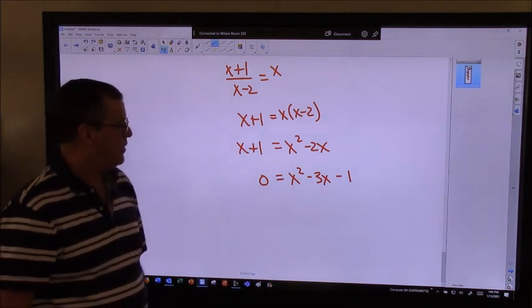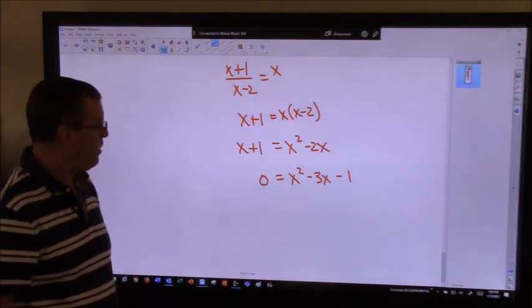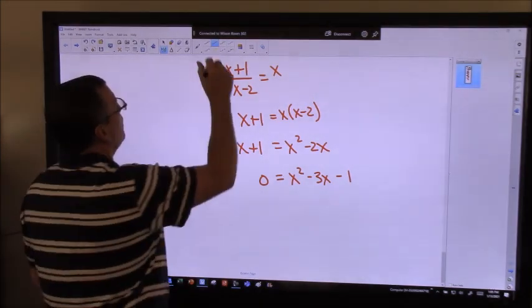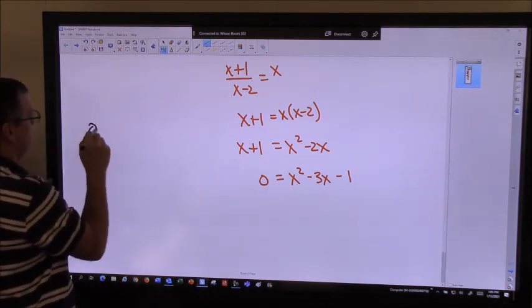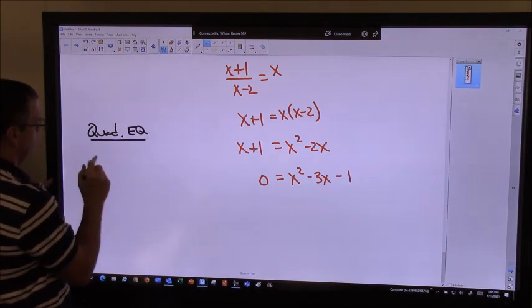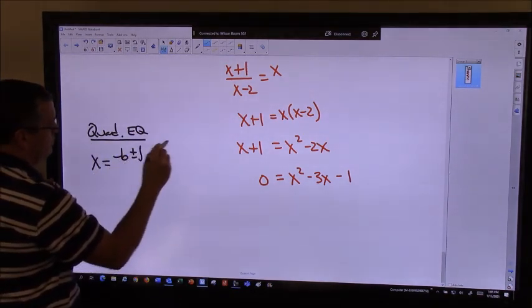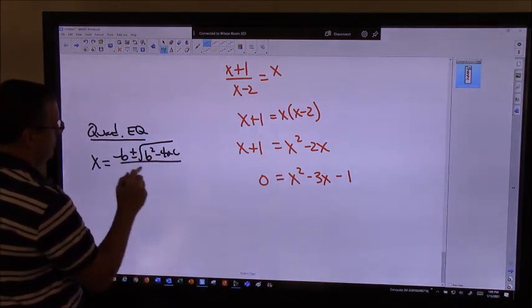And I don't think this factors, right? So I want to go to the quadratic equation. Okay, remember, and again, this could go on your note card. Quadratic equation. X equals negative b plus or minus the square root of b squared minus 4ac all over 2a.